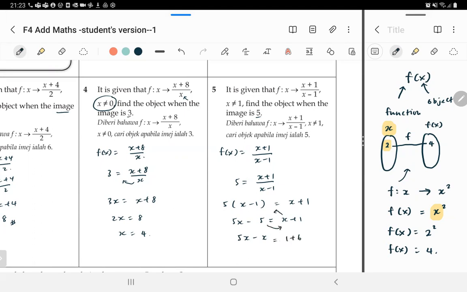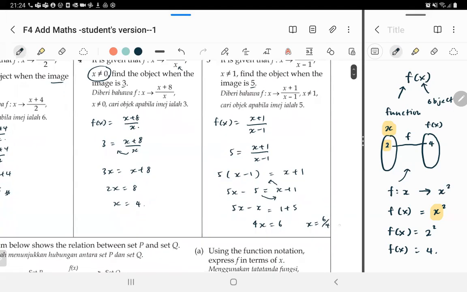So 1 plus 6. So 4x equals 6. So x equals 6 over 4. Simplify it. So x equals 3 over 2.